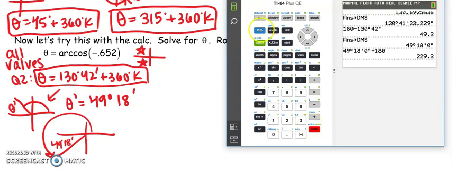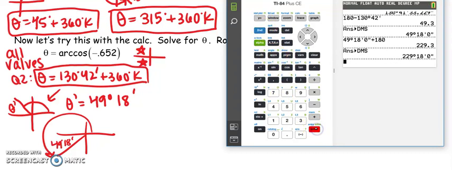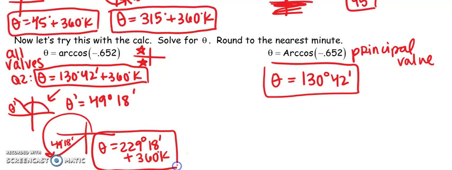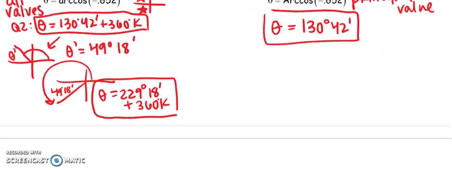Let's see. So, DMS this, 229.18. So we've got the other one is 229 degrees, 18 minutes plus 360 rotations times however many rotations forwards and backwards, okay? So it's all about that reference angle, and a lot of people get tripped up on that. All right. So let's keep on going.